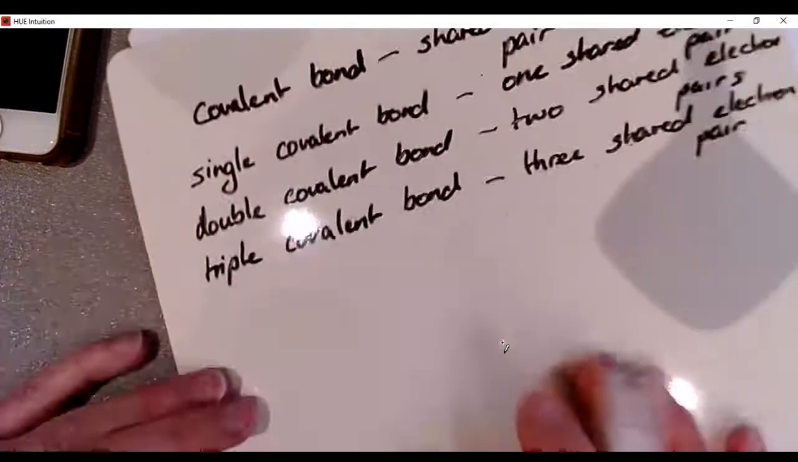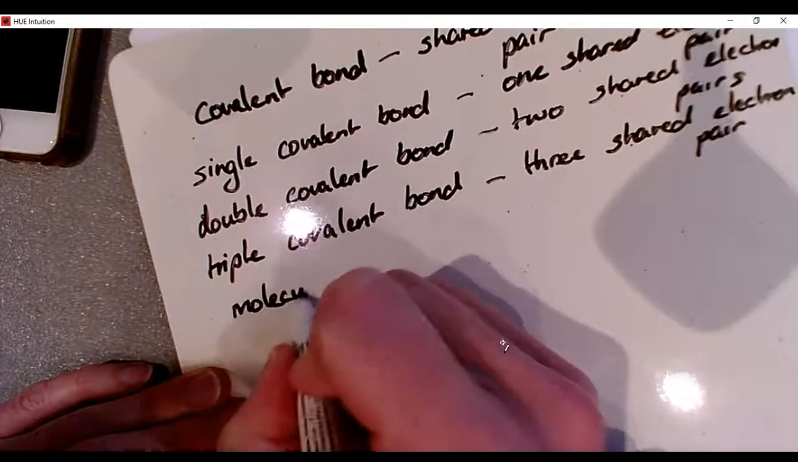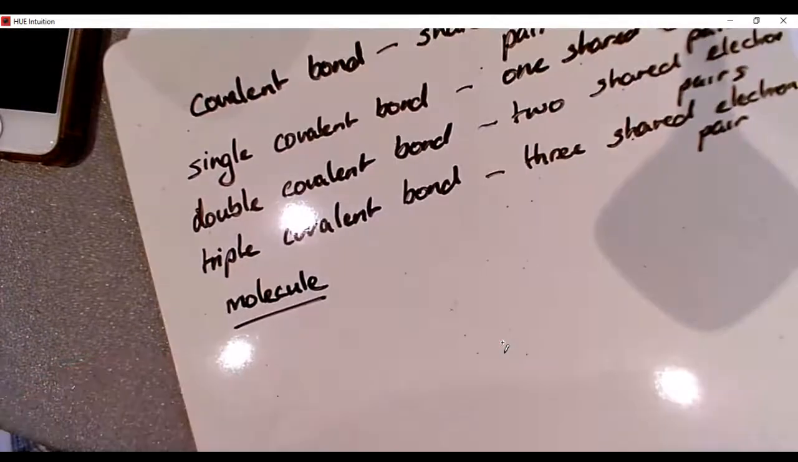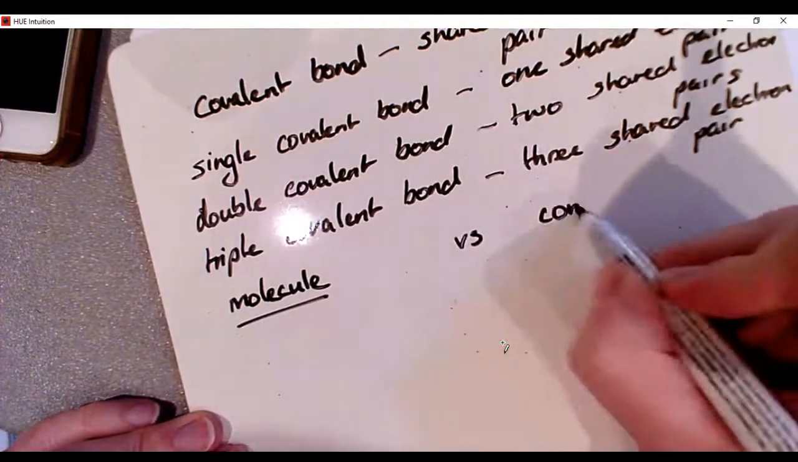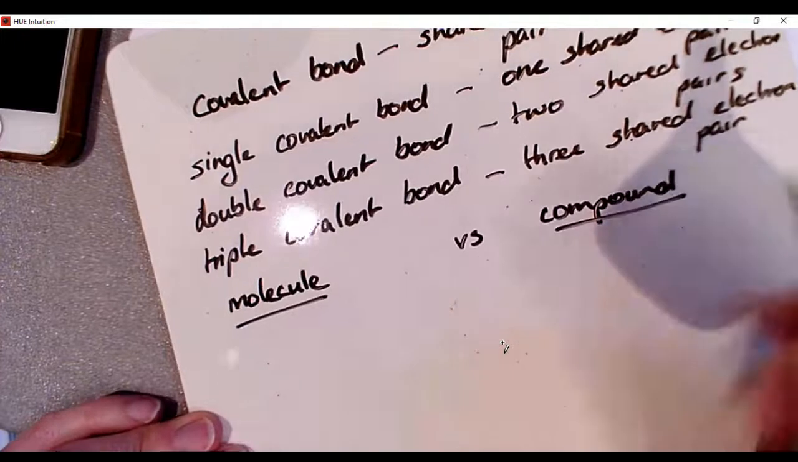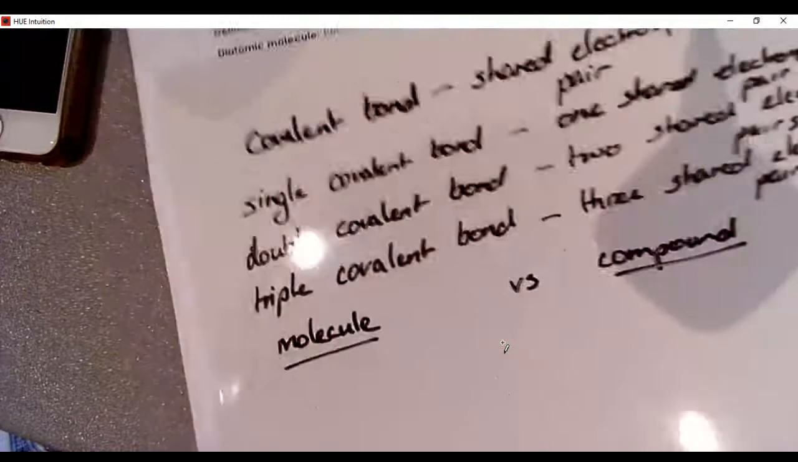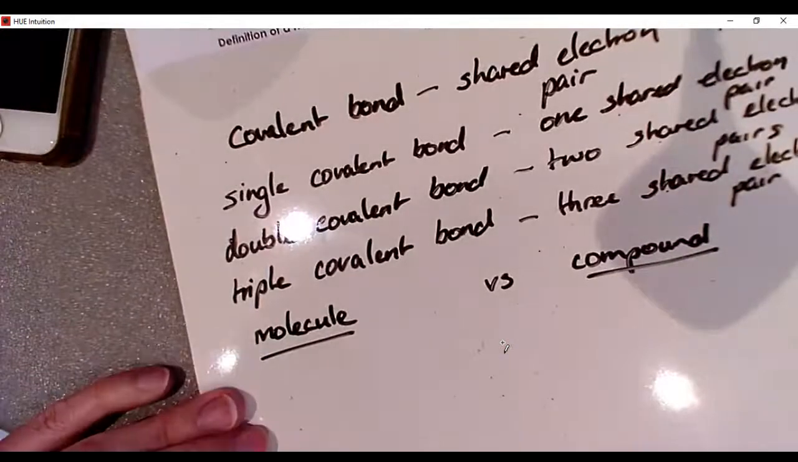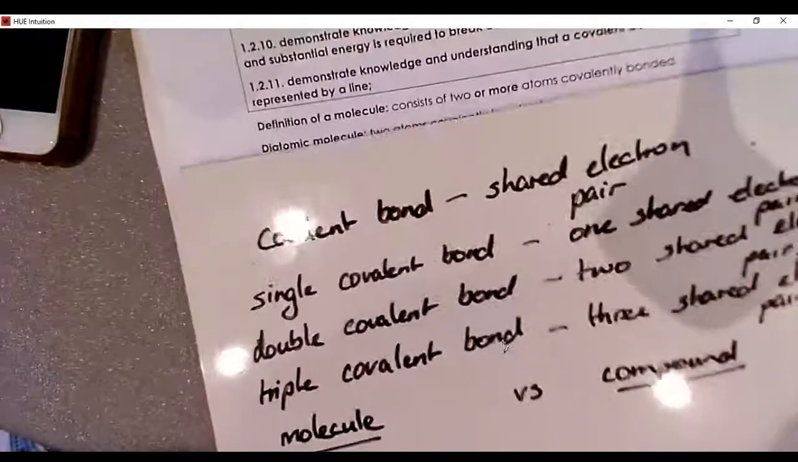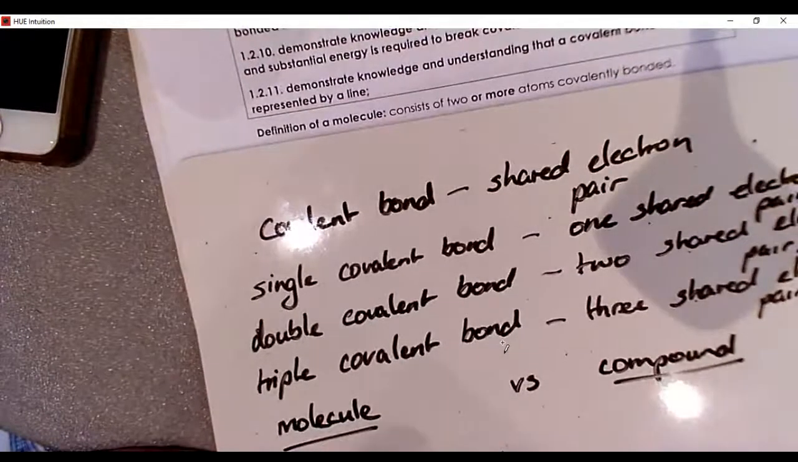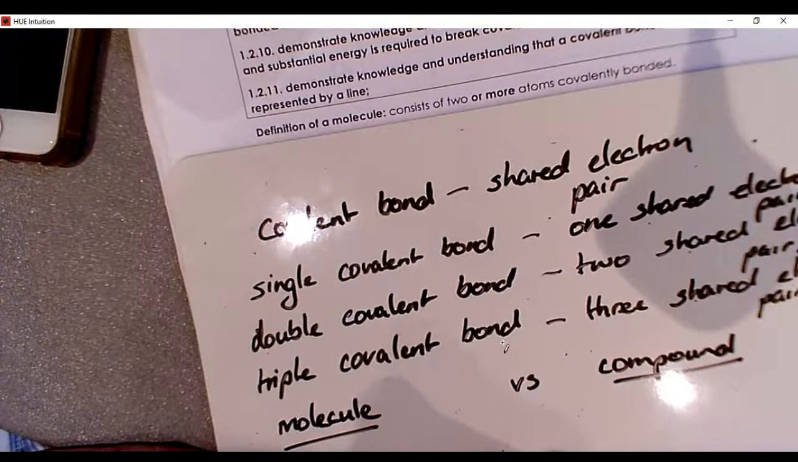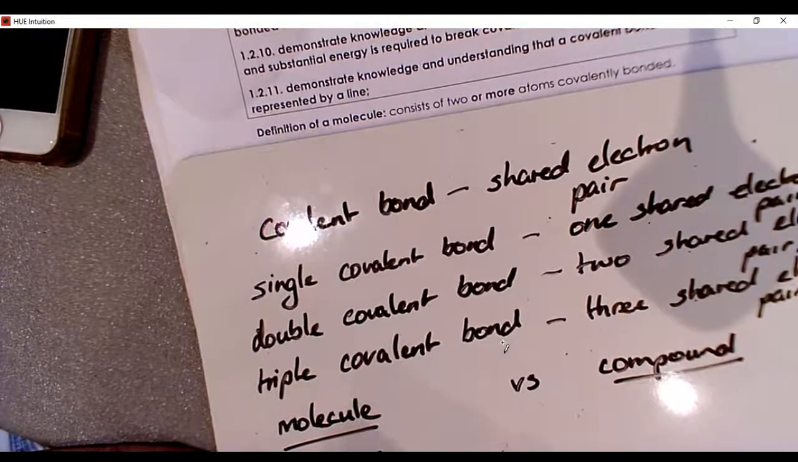Now, another key idea that you're going to have to get used to is the idea of a molecule. I think there's always a little bit of confusion with molecule, so we're going to compare the definition of molecule to compound, because I think the two get mixed up, even at A level. I did test A-level boys and they were confused about the difference between them. So if you look at page 3 of your notes, you'll see the definition of a molecule: 2 or more atoms covalently bonded.